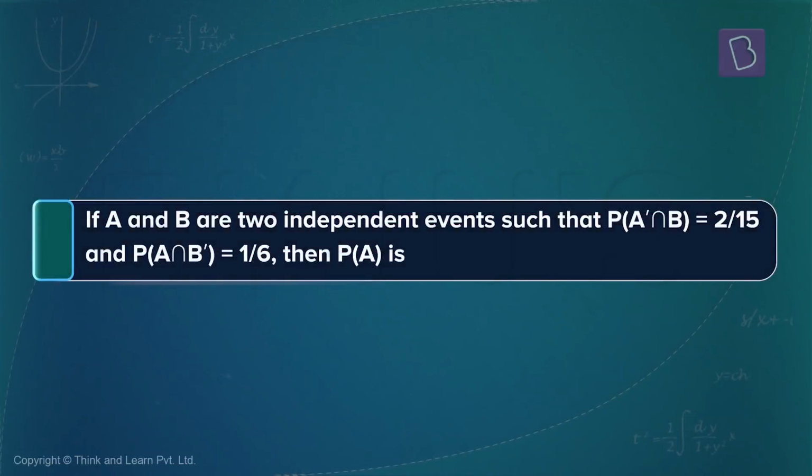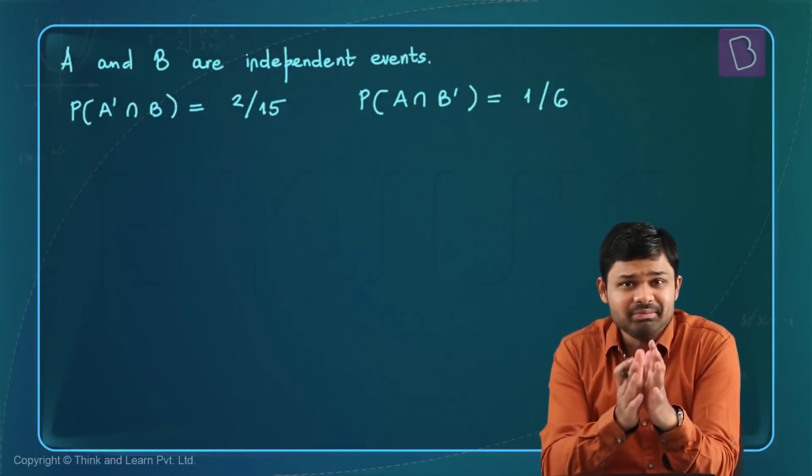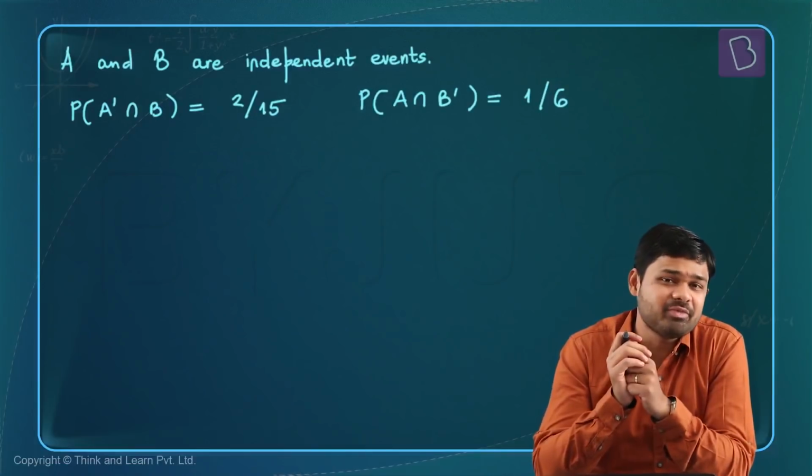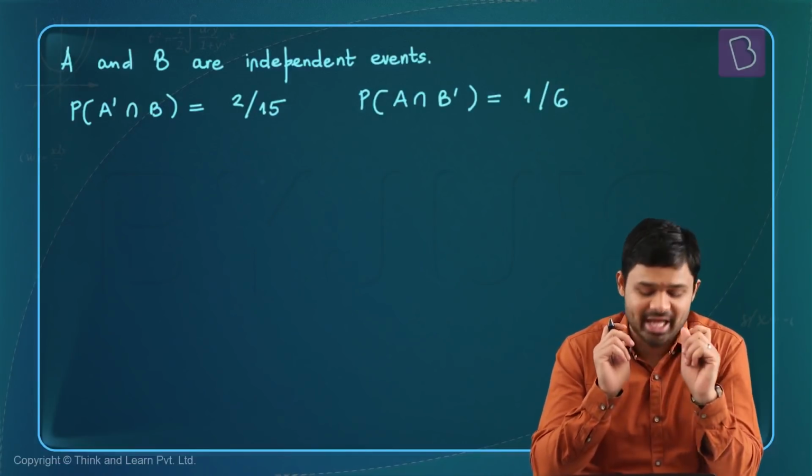In this question, we've been given that A and B are two independent events. Further, a few pieces of information have been given. The probability that the complement of A intersection B happens is 2/15. And the probability of A intersection the complement of B is 1/6. The objective in this question is to find the probability of A. Well, this seems like a very simple question, but it has a small bit of information that you must pay a lot of attention to.